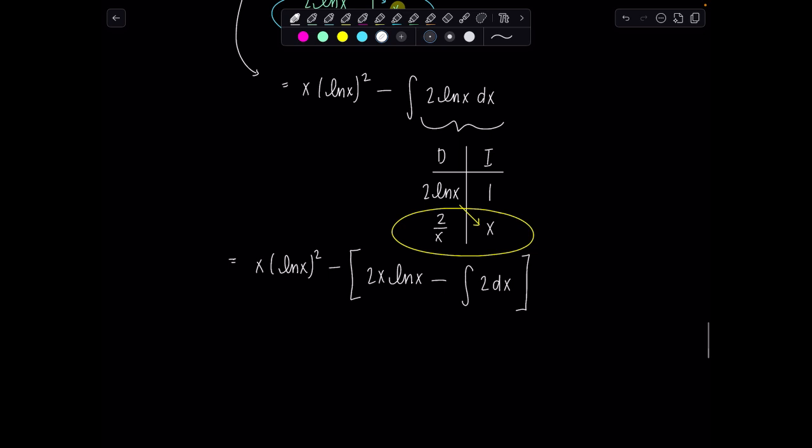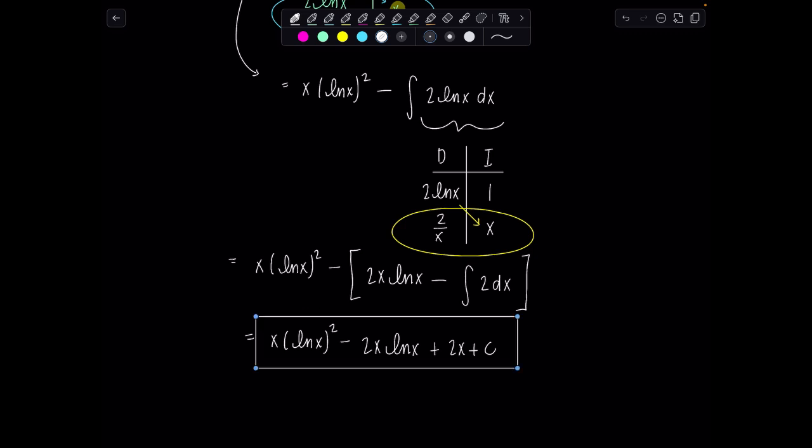Good. You ready? We're there. x ln of x squared minus 2x ln of x. The antiderivative is going to be 2x. This minus and this minus sign cancel out, so then it's just plus 2x plus c.